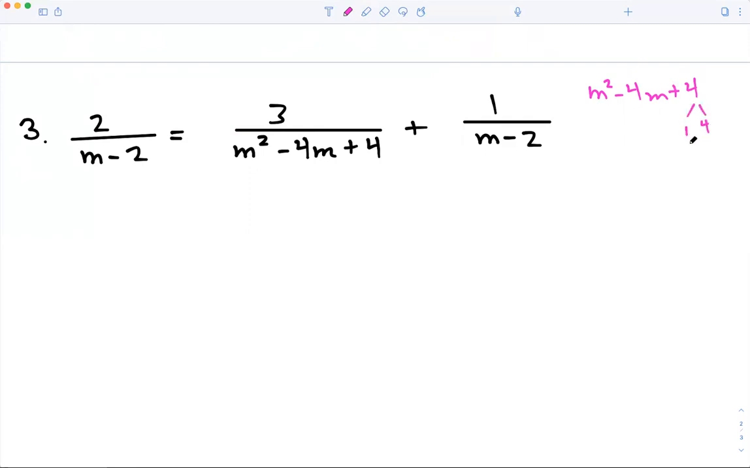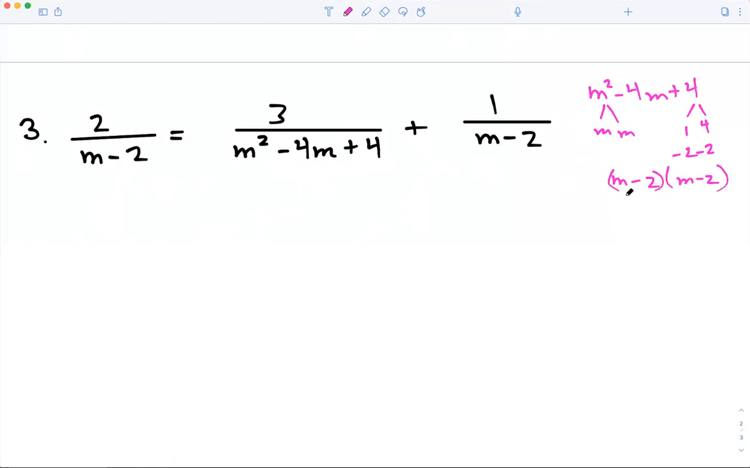1 and 4 don't add to 4. How about 2 and 2? Those add to 4, and both of them are negative. So we got -2, -2. And then our m splits into the m and the m right there. So now we've got this basically factoring into m minus 2 times m minus 2. There you go. That's what that is.